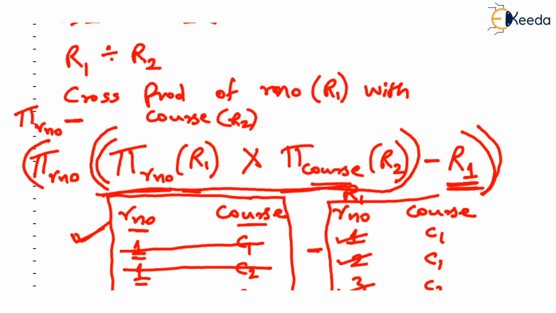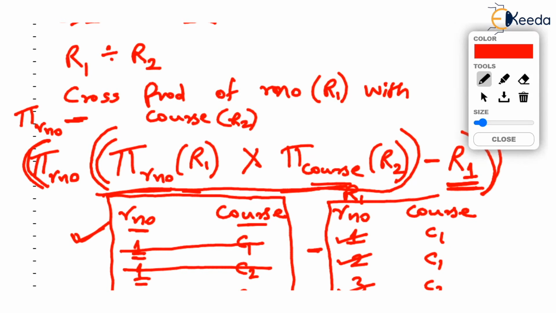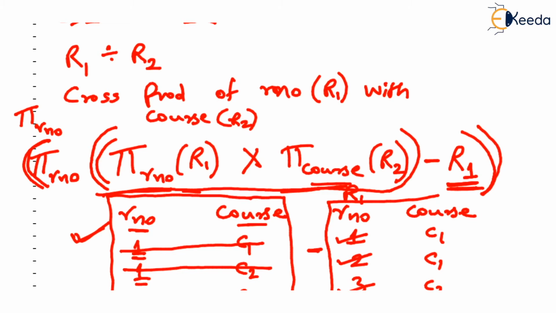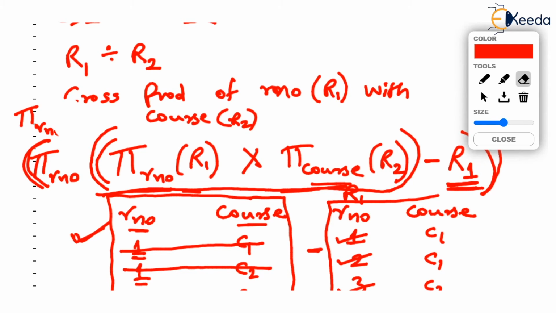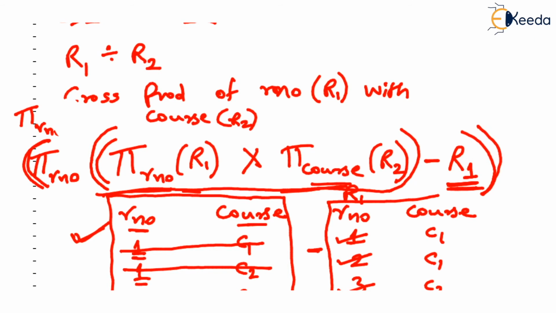But from which table are we going to take these roll numbers? We want all the roll numbers. And where do you get all the roll numbers? Yes, exactly. We get all the roll numbers, of course, from R1 table. So take all the roll numbers and subtract it.